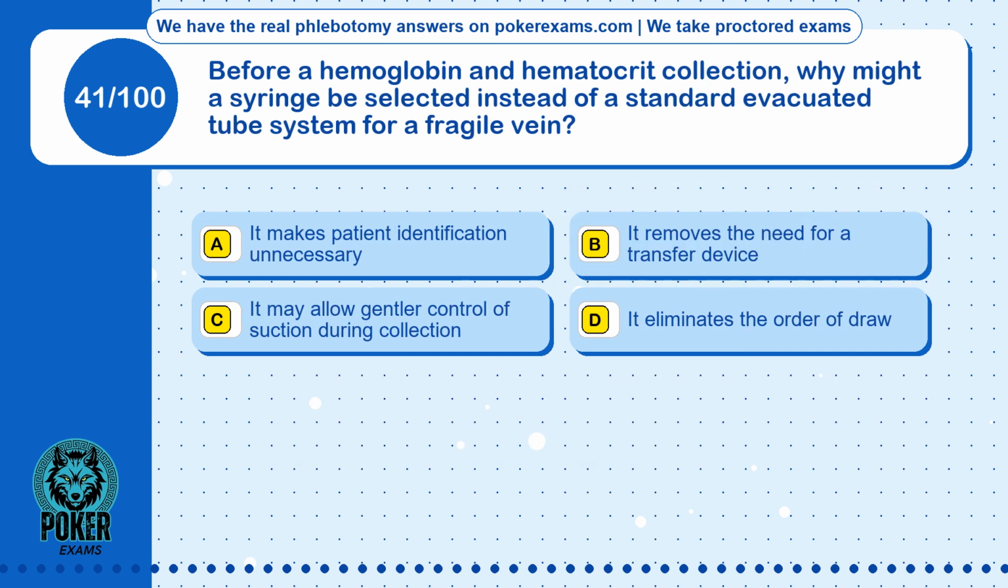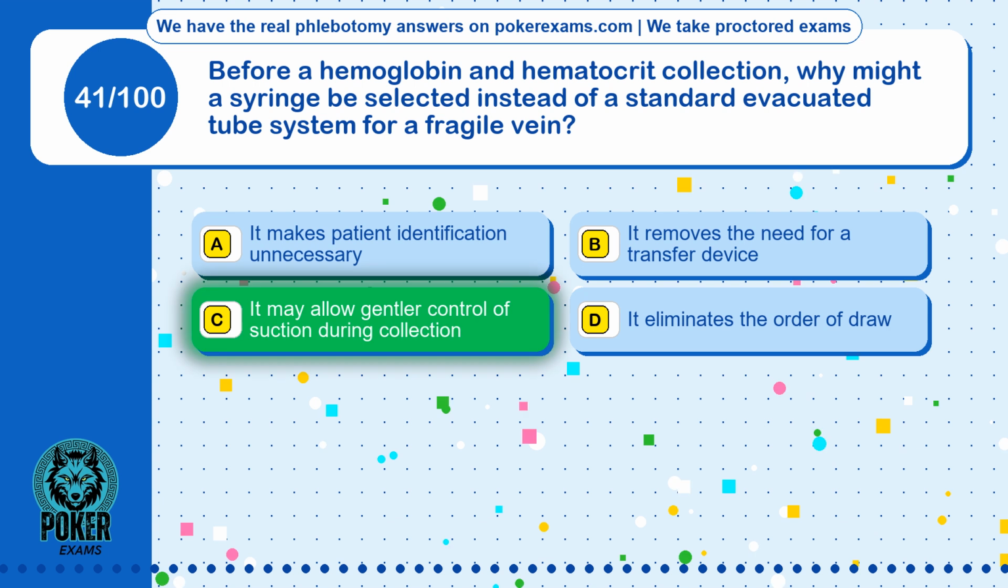Question 41. Before a hemoglobin and hematocrit collection, why might a syringe be selected instead of a standard evacuated tube system for a fragile vein? Option A. It makes patient identification unnecessary. Option B. It removes the need for a transfer device. Option C. It may allow gentler control of suction during collection. Option D. It eliminates the order of draw.